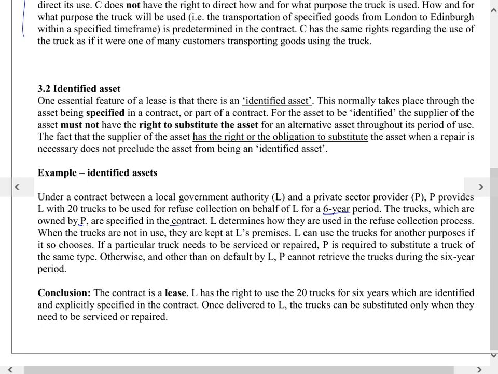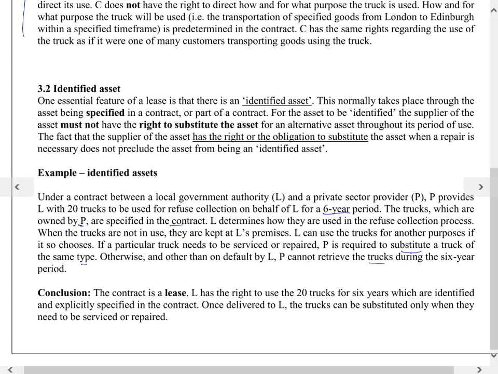L can use the truck for another purpose if it chooses. If the truck needs to be serviced or repaired, P is required to substitute a truck of the same type. Otherwise, other than on default by L, P cannot take back the truck during the 6 years. So the asset has been identified and the control, the right to use the asset, does it remain with L? Yes. However, did P take back the asset for repair?